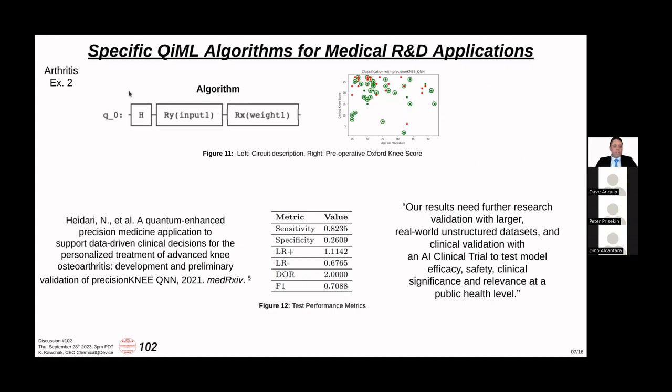Now, this particular one is arthritis. The IBM one was rheumatoid arthritis. They're saying this is for precision knee QNN, so I think it's for arthritis in the knee. And there's nothing wrong with using these smaller quantum circuits. This is basically the HRY, which is the embedding, so this is where the classical data goes into quantum data. And then the RX weight is the variational part of the single qubit.